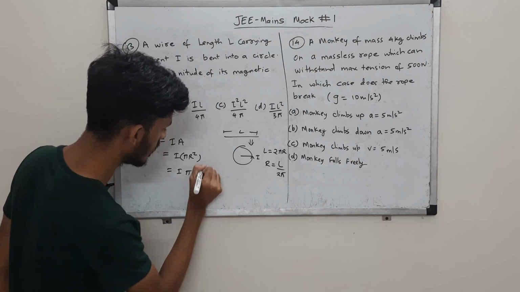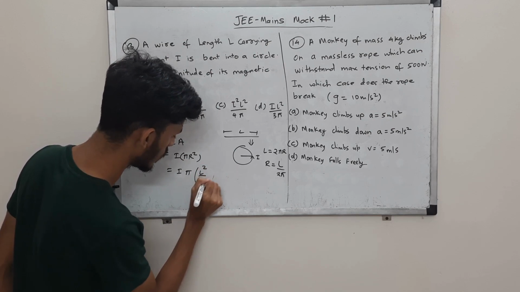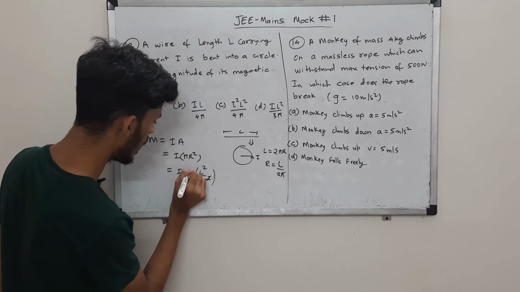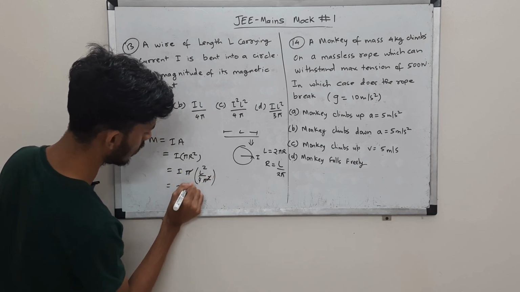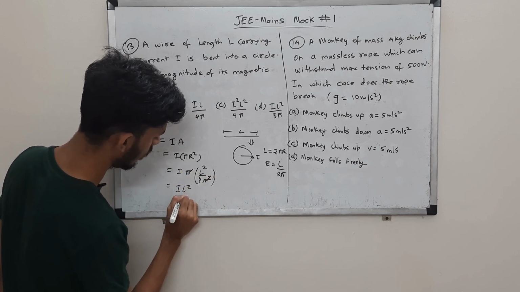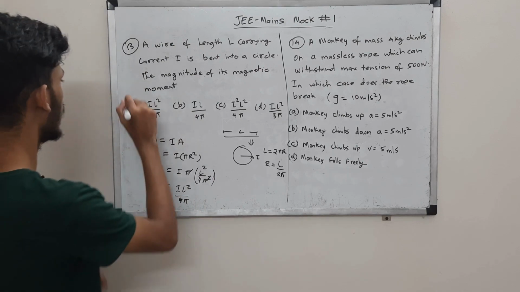Okay, so let's just directly square it. L by 4 pi square. Okay, pi and pi will get cancelled. I get L square by 4 pi, which is option A, I guess.